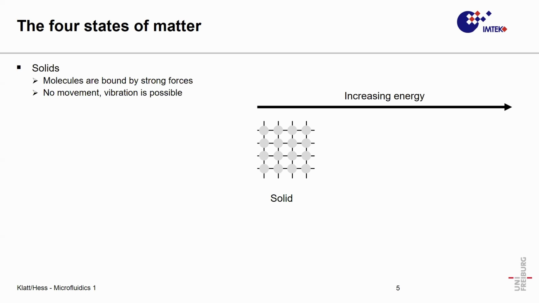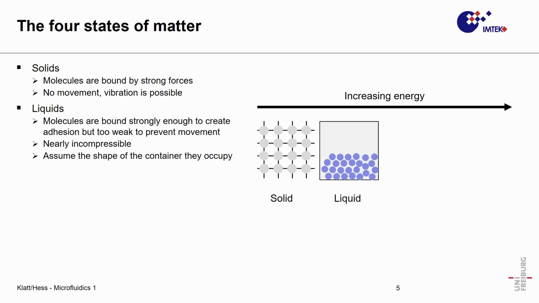In a solid, the molecules are bound by strong forces, and there's no movement possible, but vibration is possible. So each of those atoms which make up a solid body is allowed to vibrate a little bit among its position. And if we now increase the energy of this solid, the substance becomes a liquid.